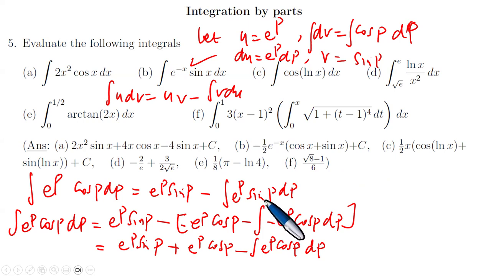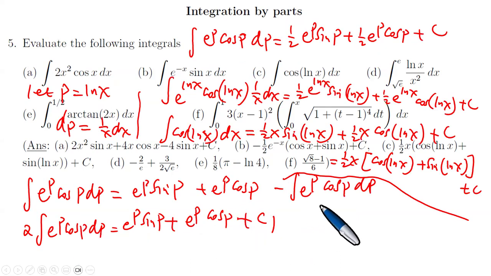And dv becomes the sine. If dv becomes the sine, to get v, the integral of the sine becomes minus cosine. And this is u, which is e to the p, minus the integral of v du. The v is the integral of the sine, which is minus cosine, and this is what you get. So you have the negative and negative, which is therefore a plus. So that now you get exactly this. Now the e to the p cosine p adds up and gives us 2. And we have e to the p sine p plus e to the p cosine p plus that. And then you have the 2 here, you divide both sides by it. Divide by the 2, it becomes 1/2 e to the p sine p, and again 1/2 e to the p cosine p.